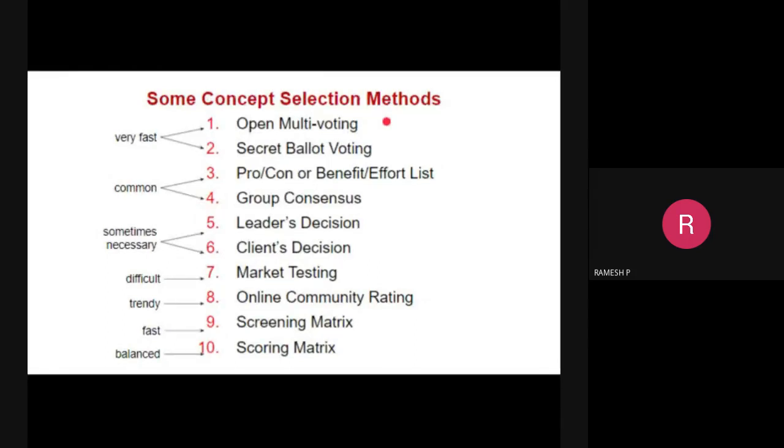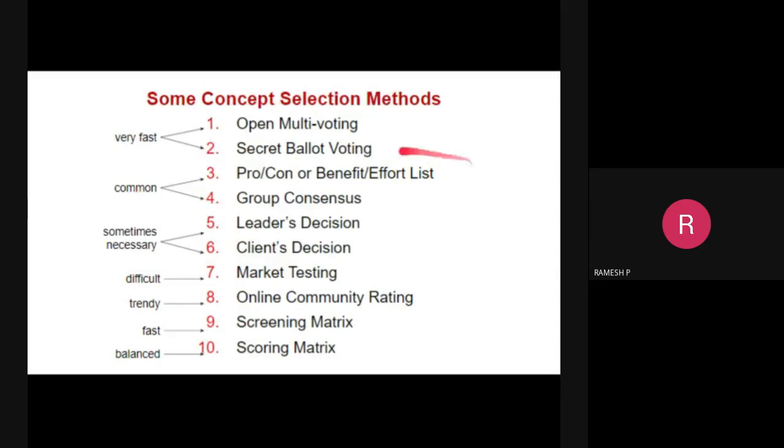So the product development team may come to a conclusion based on open multi-voting, where my individual preferences are shared in front of everyone, or else it can be done like what we do in elections, secret ballot voting. My preferences cannot be known to some other team member or colleague.